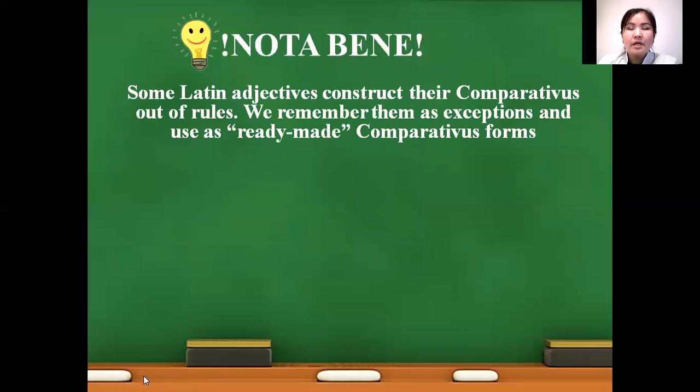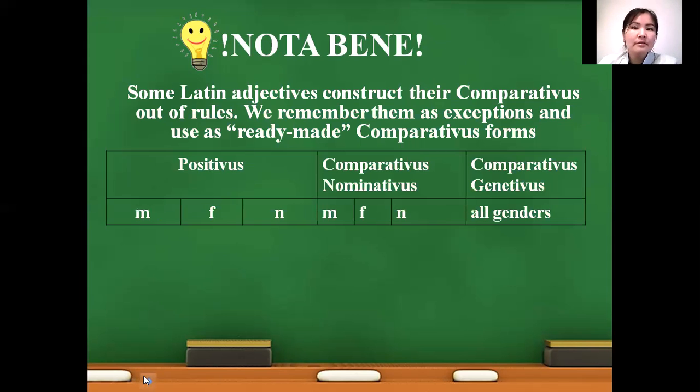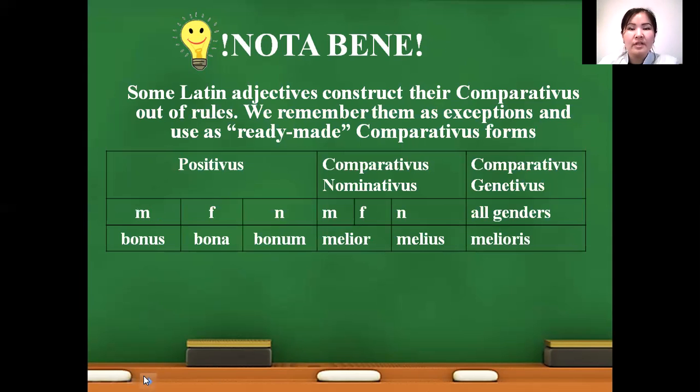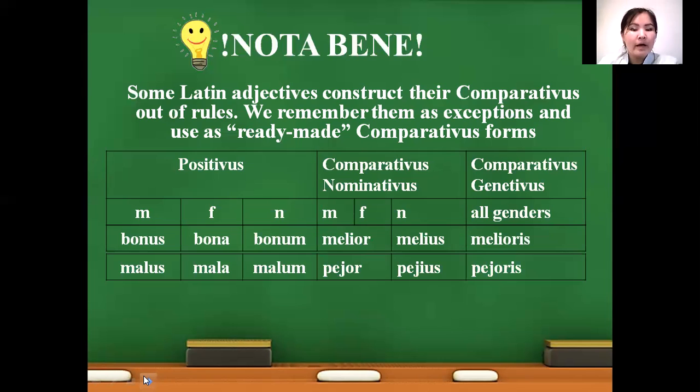Nota bene, pay attention. Some Latin adjectives construct their comparatives out of rules. And we must learn and remember these exceptions and use their comparativus forms as ready-made forms. So, first exception is bonus, good, in positive degree. 3 forms, bonus, bona, bonum. In comparativus, masculinum, femininum, melior. Neutrum, melius. Comparativus genitivus, melioris, of better. So bonus, bona, bonum will be good for 3 gender forms. Melior, better, male, female. Melius, better for neutral. And melioris, of better.